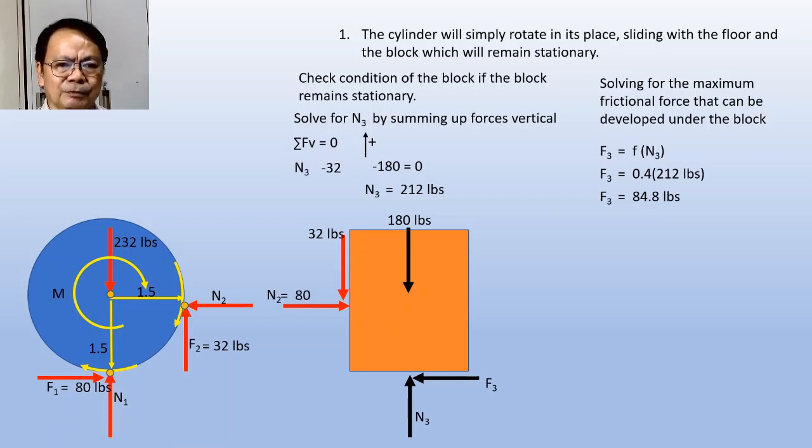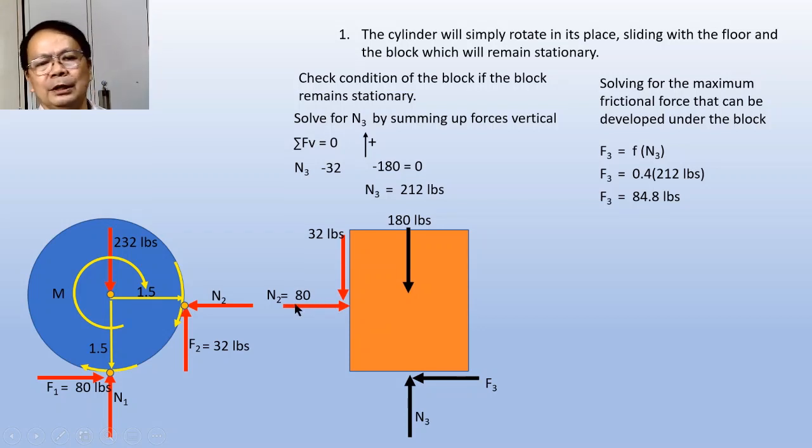Ngayon ay ang tanong uli ay, sapat ba itong force na ito para maitulak itong block gayong ang frictional force na madedevelop between the block and the floor is 84? Diba? Ang sagot ay hindi, kasi malaki itong F sub 3 kumpara dito. Sa makatuwid, hindi kayang itulak nitong cylinder itong block na ito. And as such, ano ngayon ating maging conclusion? Ang maging conclusion natin ay the cylinder will rotate in its place and the block cannot be moved because there will be an 84.8 frictional force that will be developed before it can be pushed. And the only force that can be exerted by the cylinder upon this block is just 80 pounds.